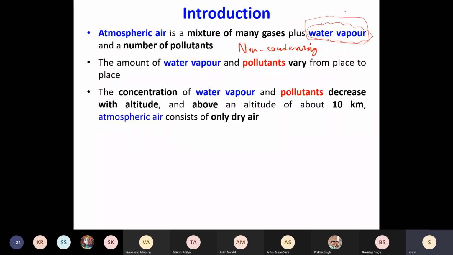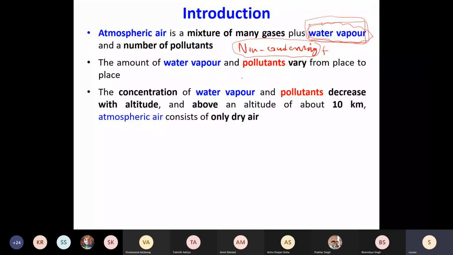So that's why we treat the atmospheric air as non-condensing plus condensing gas. In the non-condensing gas, you have all your nitrogen, oxygen, argon, carbon dioxide, everything. And your condensing vapor is water vapor. The amount of water vapor is typically a few grams per kg of air, yet we have to treat it separately.